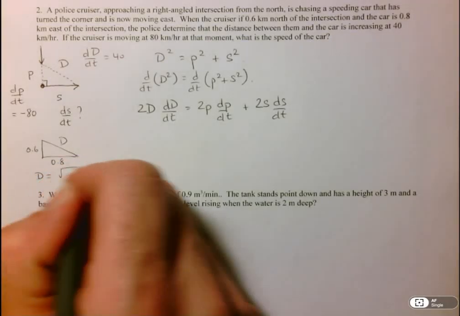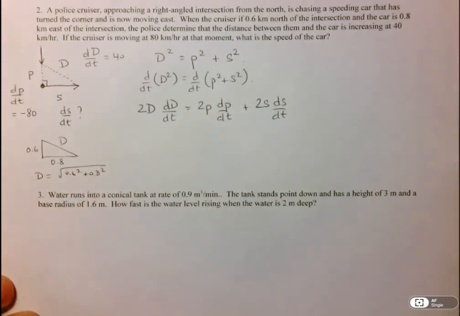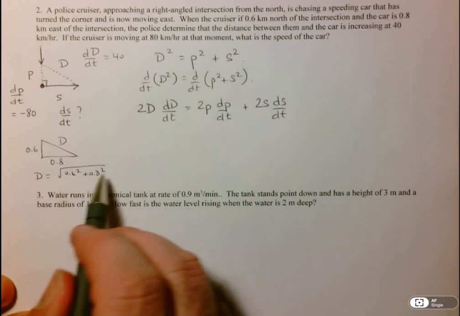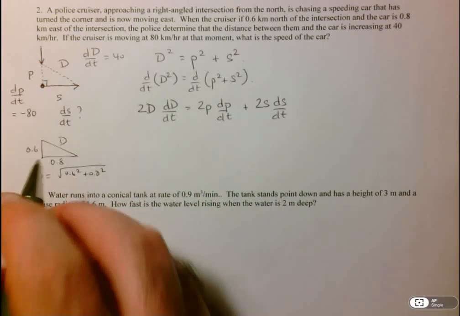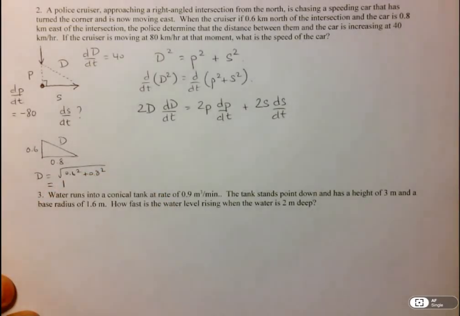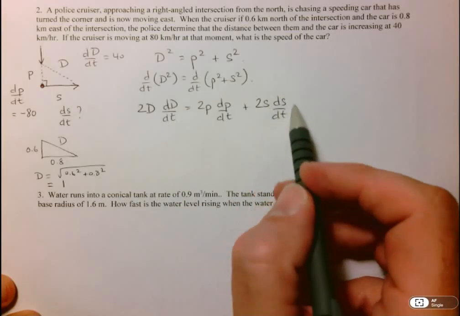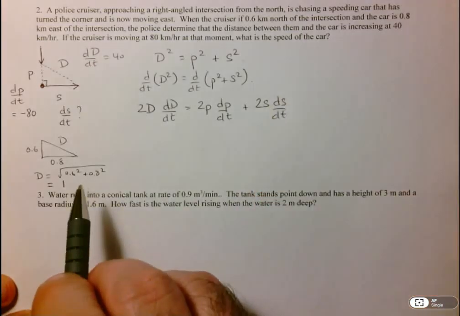D is equal to the square root of 0.6 squared plus 0.8 squared. Okay, you might already notice this as being one of our nice triples. Okay, and if you calculate that, you'll get 1. Okay, so now let's input all the information, and we'll see that the only quantity remaining is that rate of change we were looking for.